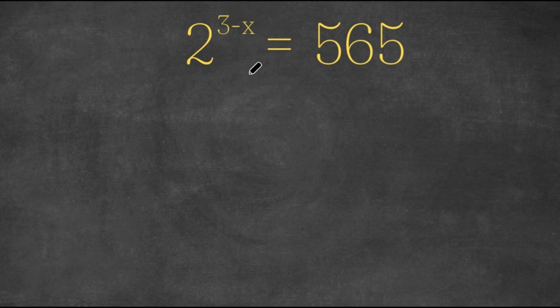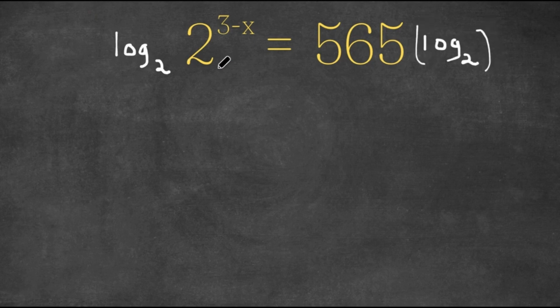So to do that, well, to cancel out an exponent, what we need to do is take the inverse of the exponent. And the inverse of an exponent is a log. So if I take the log of base 2 on both sides, then these two would actually cancel out because the log is the inverse of the exponent.